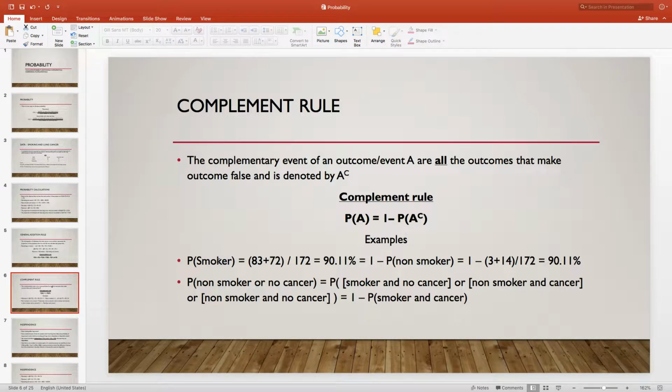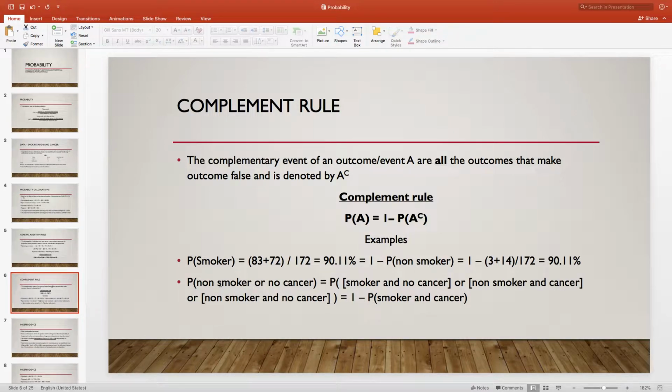So for instance, the probability of smoker, we did this calculation before, that was 90.11%. That's equal to 1 minus the probability of being a non-smoker. And that will be 1 minus (3 plus 14) divided by 172. That's again going to be this 90.11%. So whether you calculate it directly or you use the complement rule, notice you get the same answer.